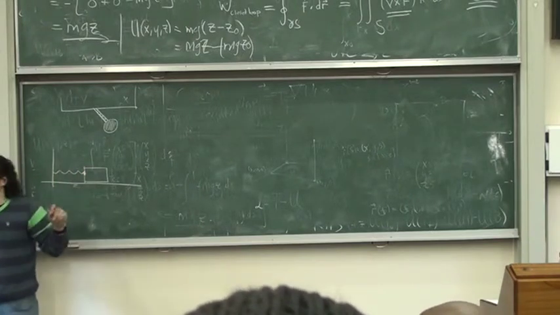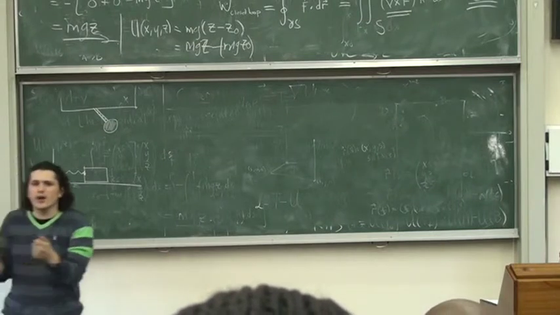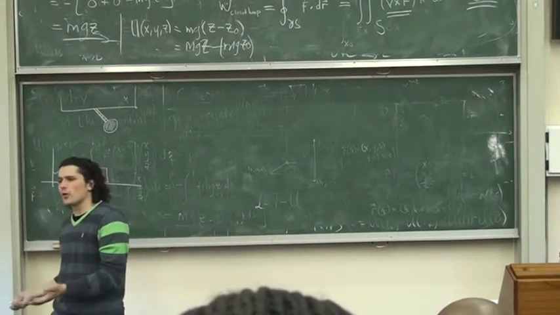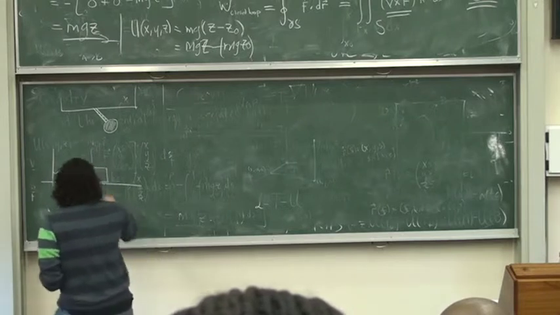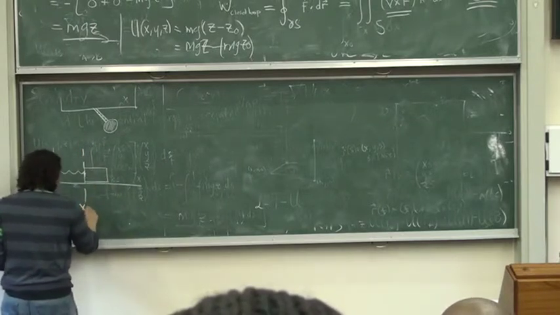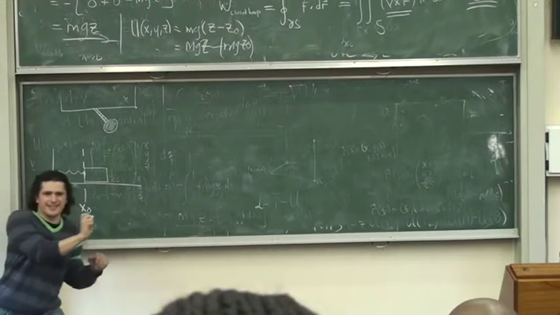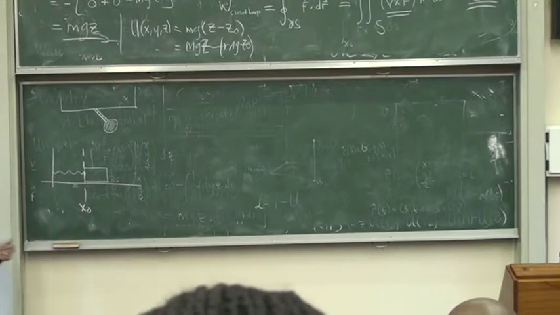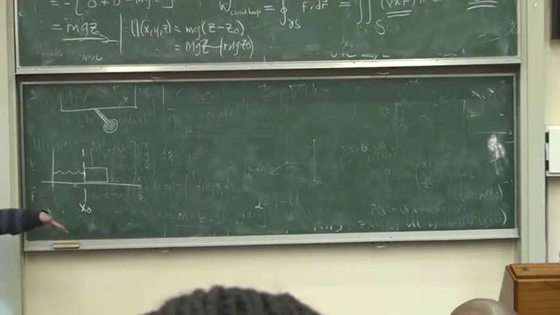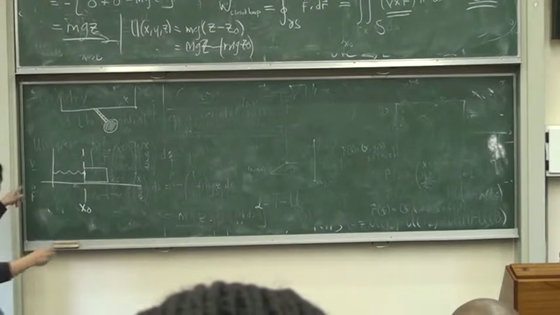Right. So every spring has an equilibrium distance. The further away I go, the greater the resistive force. So let's say the equilibrium distance is here, x naught. If I push the spring in, it's going to push me back. If I pull the spring out, it's going to pull me back.